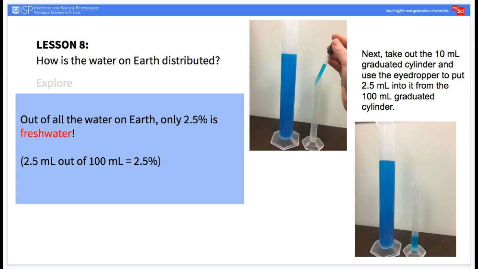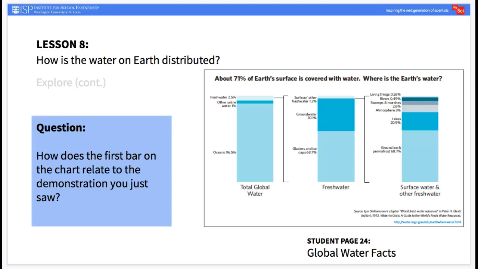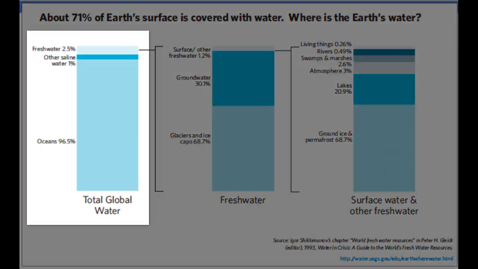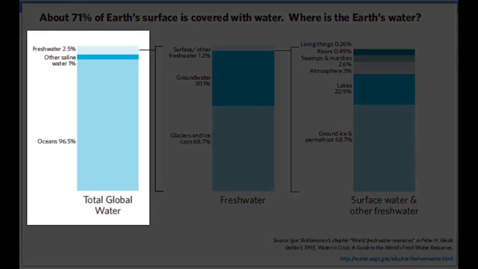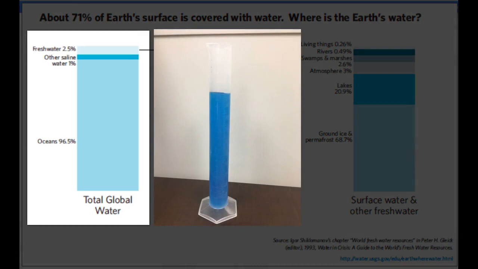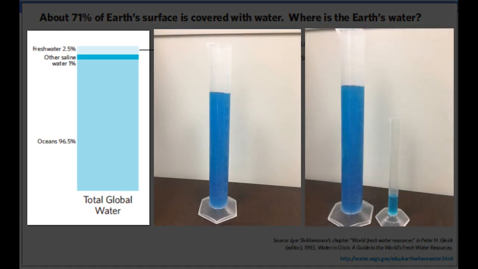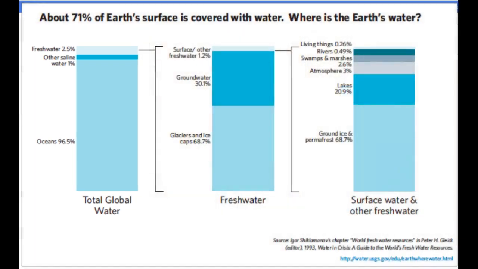The remainder is undrinkable. Next, students will analyze the total global water bar chart on the Global Water Facts Student Journal page. They will discuss how the bar chart relates to the model they observed. The 100 milliliter graduated cylinder represents 100% of water on Earth. The 2.5 milliliters removed from the graduated cylinder represents the fresh water, which equals 2.5% of the water on Earth.